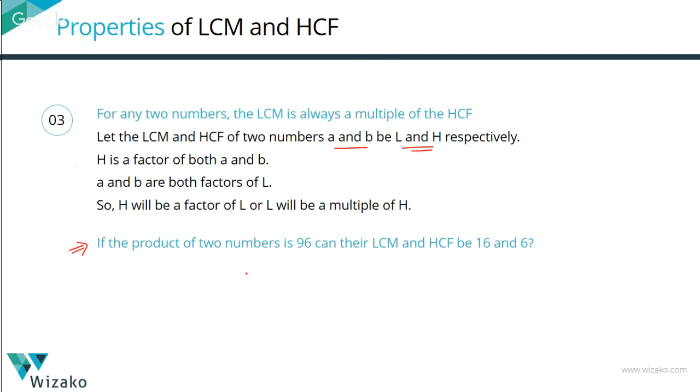First test: is the product of the LCM and HCF equal to 96? 16 into 6 is equal to 96. It passes the first test. The second test: is the HCF a factor of the LCM, or is the LCM a multiple of the HCF? 16 is not a multiple of 6. Therefore, 16 and 6 cannot be the LCM and HCF of two integers whose product is equal to 96.